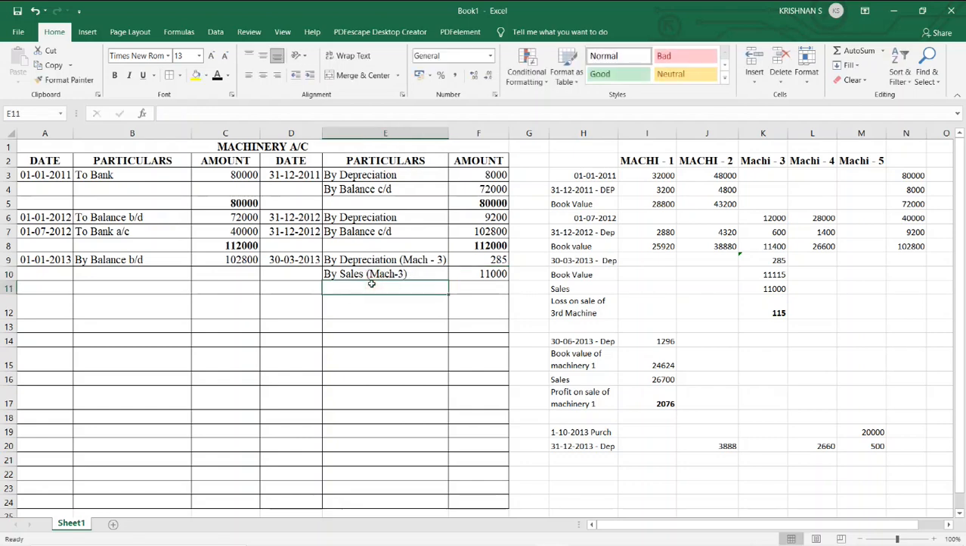Then you know that if there is any loss on sale of machinery, that should be entered under the credit side. Okay, so by P&L account rupees 115. So this 115 is loss on sale of machinery 3.